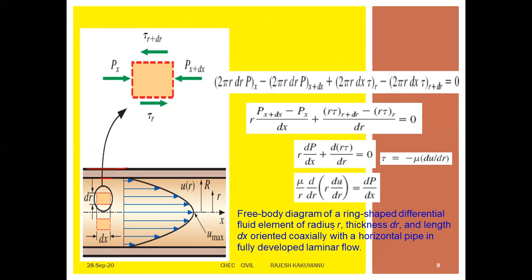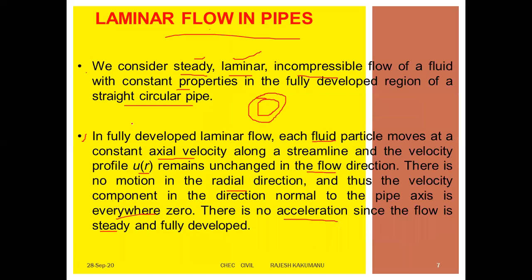Radius r, okay, from the center this is the radius, right? This is the internal radius r, thickness dr, the thickness is dr, and the length dx, oriented coaxially with the horizontal pipe in a fully developed laminar flow. So we exaggerate this small element. We are considering a small profile, constant axial velocity along a streamline with the profile remaining unchanged.